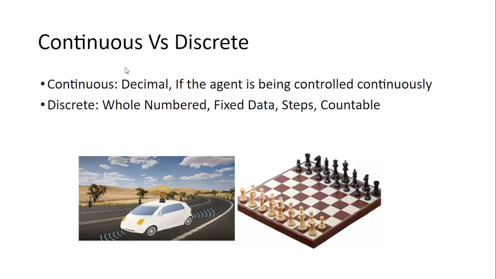Then we have continuous versus discrete. Continuous is basically decimal values, or we could think of it as the agent being controlled continuously, right? So for example, there's a car which is being controlled continuously. We can never stop this car if we're assuming that the car is moving on a highway and we want to reach from point A to point B. The car is being controlled continuously, right? That would be continuous. And discrete would be whole-numbered, fixed data, steps, or countable.